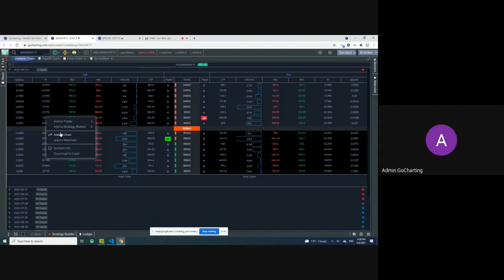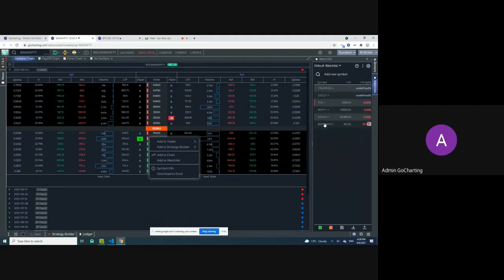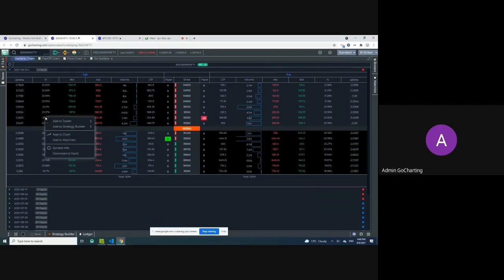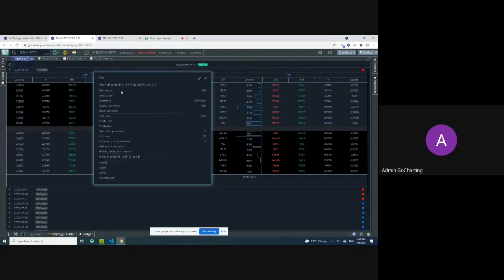Okay, and then there are certain other options that are very helpful. Suppose you have taken this position and you want to place it in your watch list, you can directly add it to your watch list, and once added, you will find that particular field is now added. As you can see here, the Bank Nifty position that you have taken is now added to your watch list. The other thing that you can do here is look at the metadata of that particular contract. So you can do a symbol info and it will give you, for example, in this case, the contract size, the tick size, and all the important parameters that you want to know about this particular options contract.